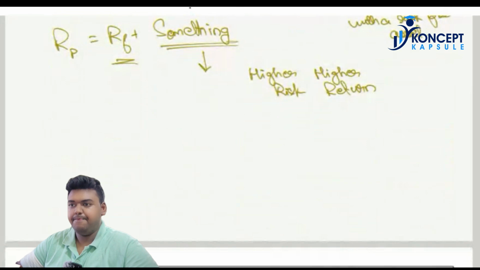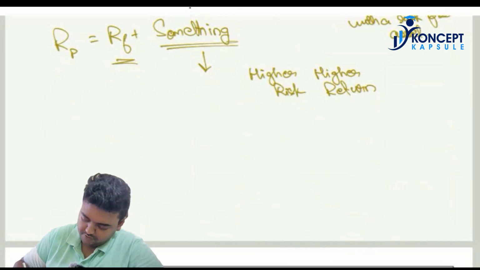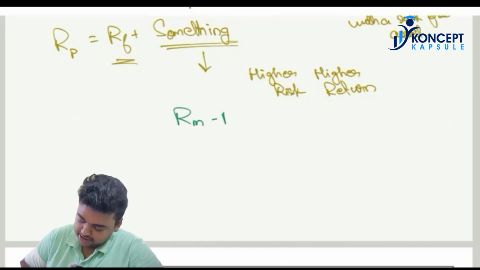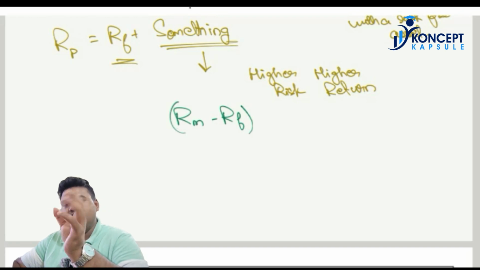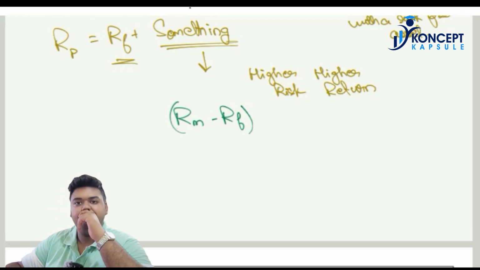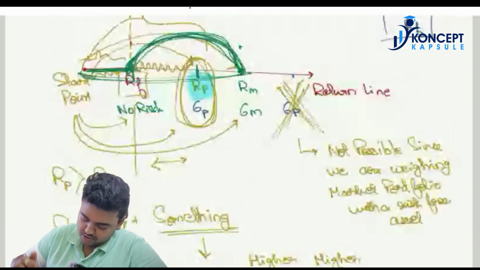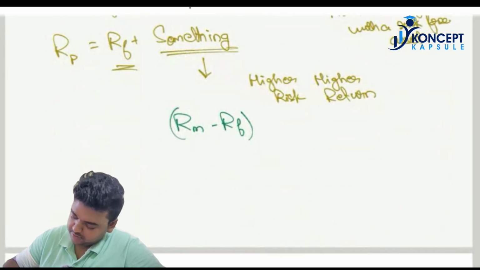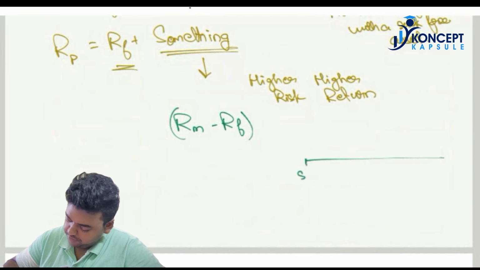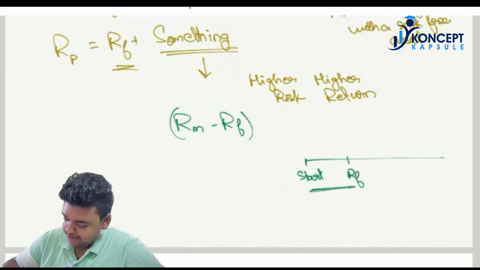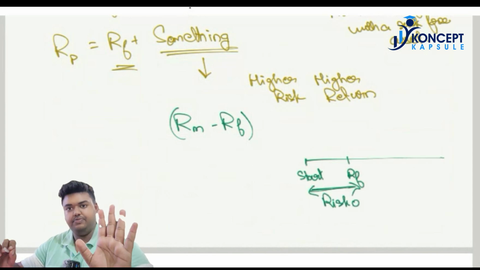Okay. We will write that down. We will do RM minus RF. What is this? This is the journey. In order to cover this journey, how much risk am I taking? You need to understand over here. When I am moving from the start point to RF, the risk that I am taking is zero. Risk is zero, correct? Are we clear?